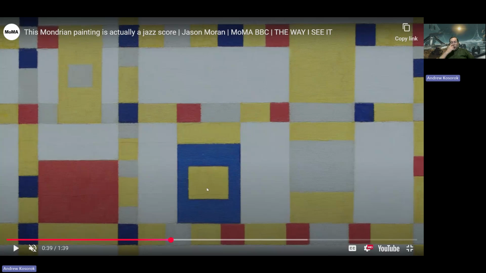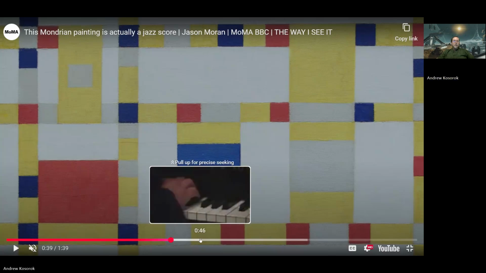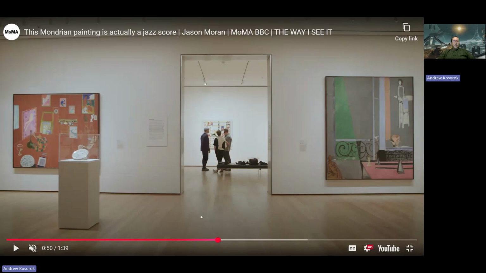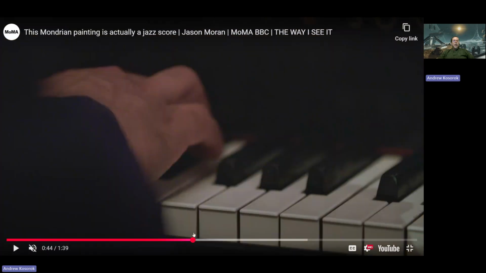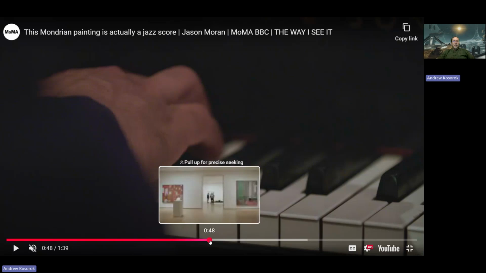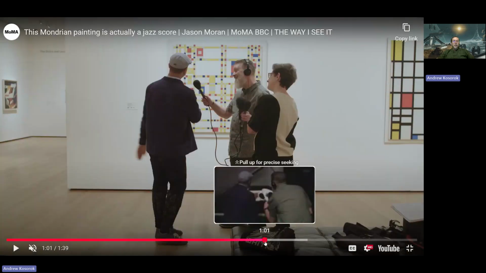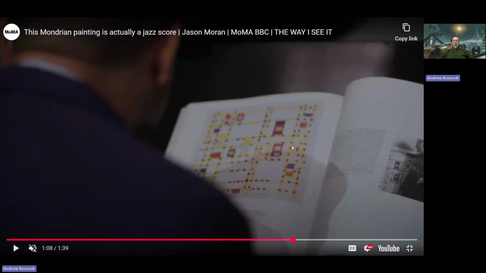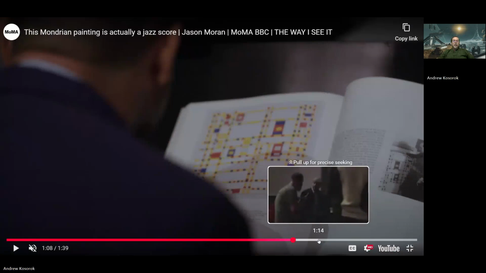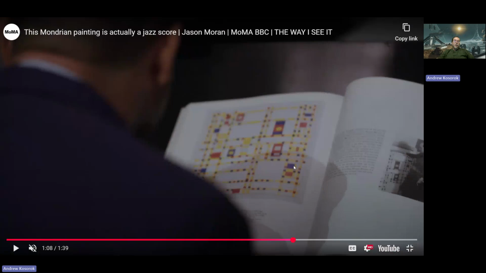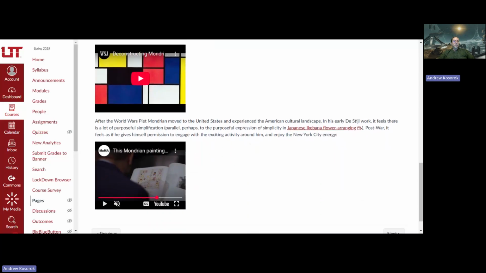And you can see that simple geometry. But what's fun about this is Jason Moran is a piano player, and he composed a jazz piece to play while you're looking at the painting. I think that is really fun. So definitely watch this video. It's just an absolutely interesting story. This is one of the last paintings that Piet Mondrian did, and you can see that it does combine some of that energy of the modern world with that unifying simplicity that he sought in his paintings. And I think that's really very, very cool.